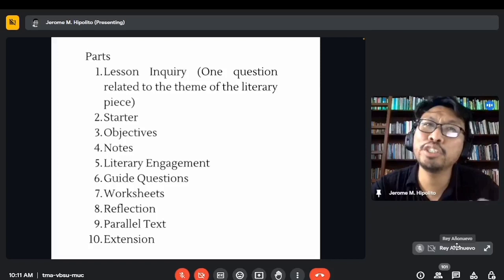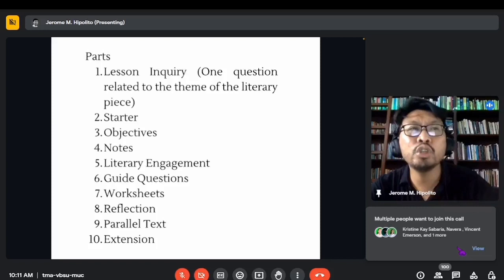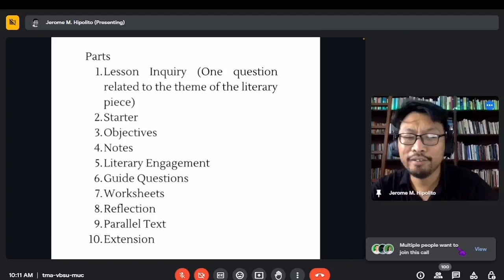Mas maganda extension. Akin naman, I call it branching. Para, again, it's not an end. It should not be an end. An activity not to end the discussion, not ending of the appreciating a cultural item, but an invitation to go to a travel for further learning. Yeah? Very nice.